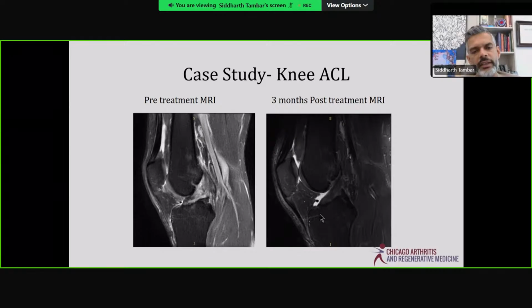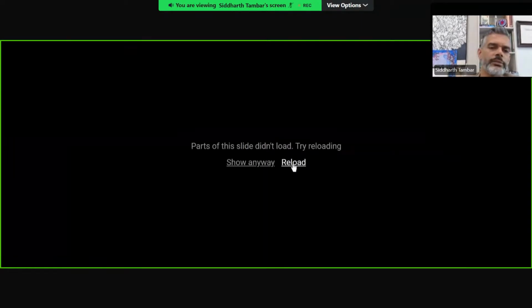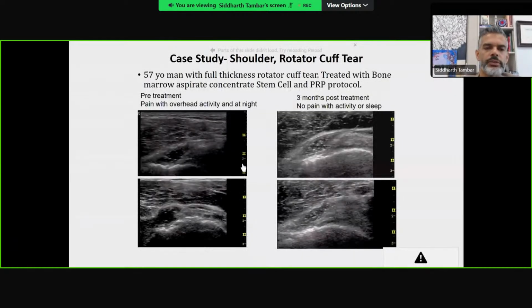Now you have an ACL that's fully intact, still a bit of fluid, right? Still a little bit of swelling, but this is being described as essentially a normal looking ACL now. So, an exciting result in terms of not only pain and functional improvement, but also in terms of imaging improvement.